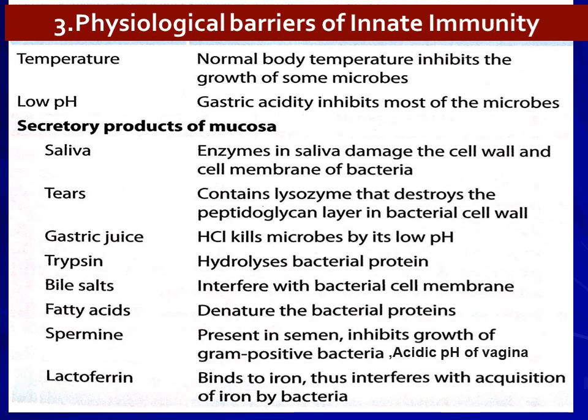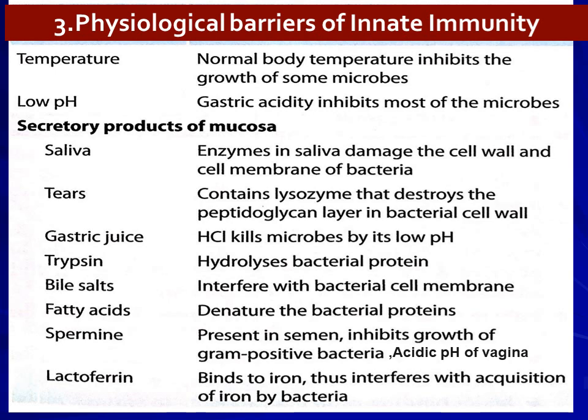And lactoferrin binds to iron, thus interfering with the acquisition of iron by the bacteria. For certain bacteria to grow, iron is a must. So the lactoferrin, which is present in the body, will bind or chelate the iron so that those particular pathogens can't grow. Like this, varieties of things like the secretions from the mucosa, body temperature, and pH also will inhibit the microorganisms from entering and producing the disease, which are all naturally present in the body and participate in the natural immunity.